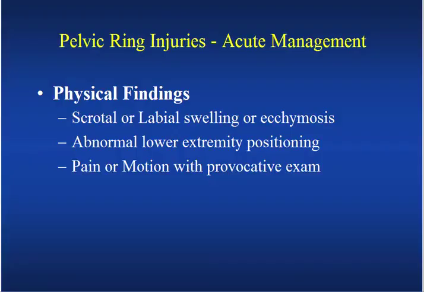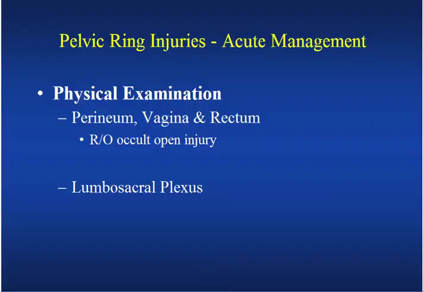Physical findings can include scrotal or labial swelling or ecchymosis. You can have abnormal positioning of the lower extremities, malrotation of one limb relative to the other, for example, or you can have pain or movement of the pelvis with bimanual exam, grasping the pelvis bimanually in the region of the anterior superior iliac spine and assessing for instability. It's not something that you want everybody, including the housekeeper, coming in and doing, because it can potentially displace some clot and cause some bleeding, but it is important for at least one person on the team to do it to assess the stability of the pelvic ring.